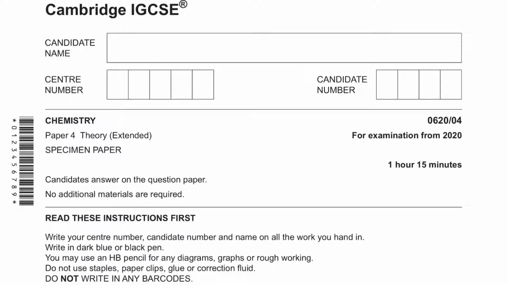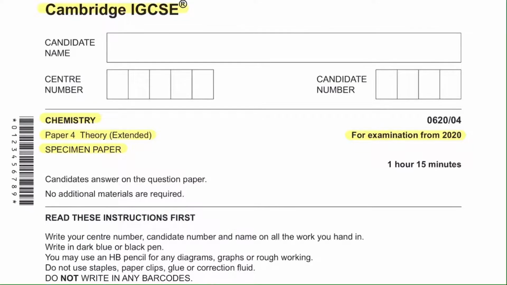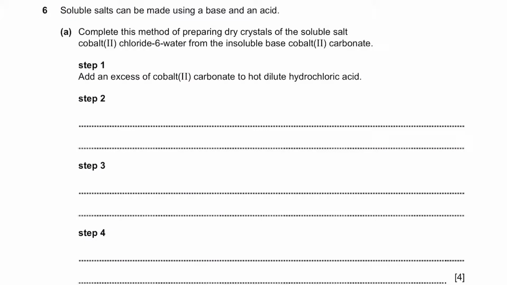In this video, we'll be doing the Cambridge IGCSE Chemistry Specimen paper for examinations in 2020. This is the second part of paper 4, the theory paper. Question 6. Soluble salts can be made using a base and an acid.